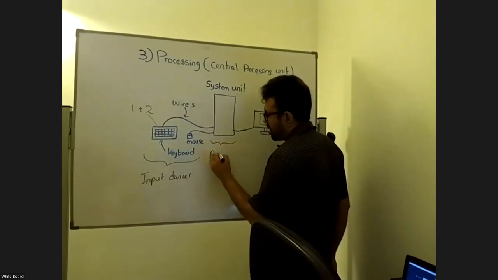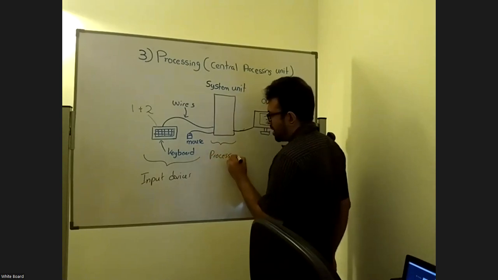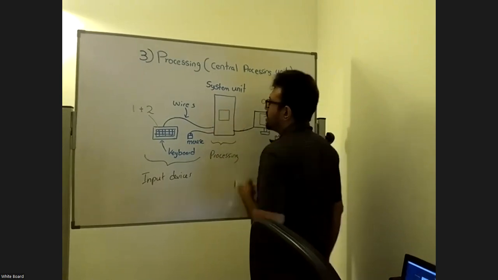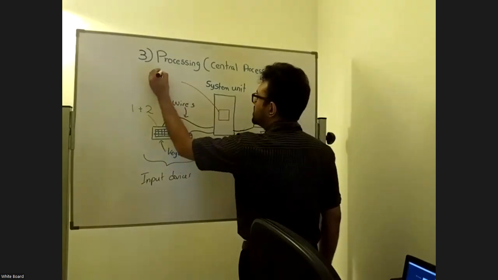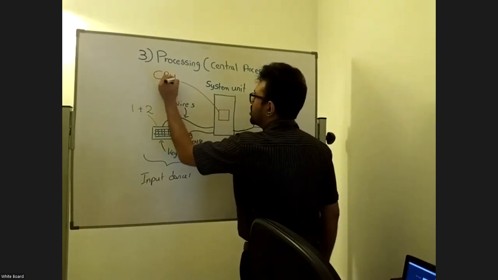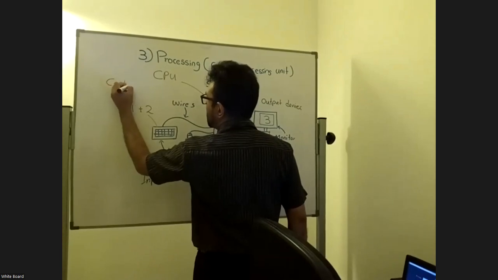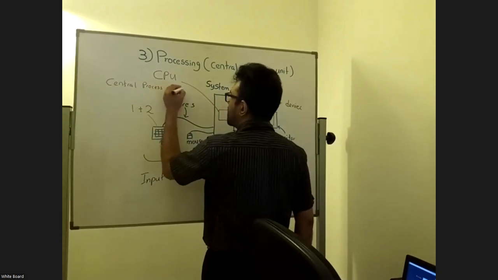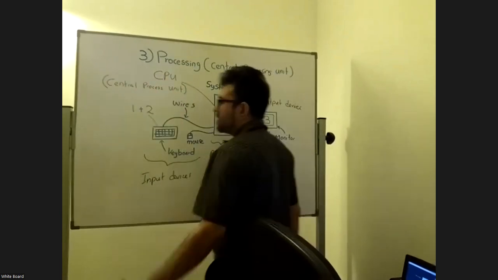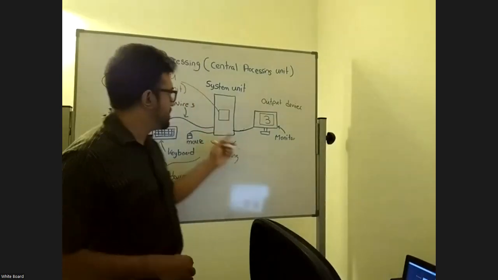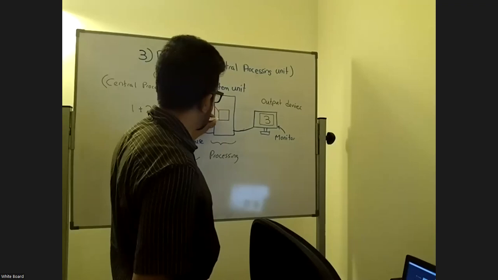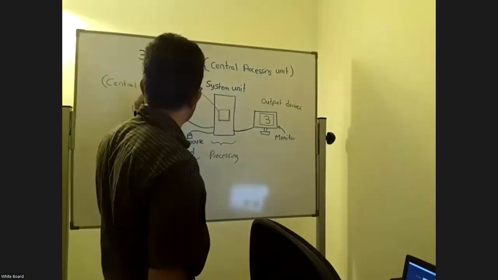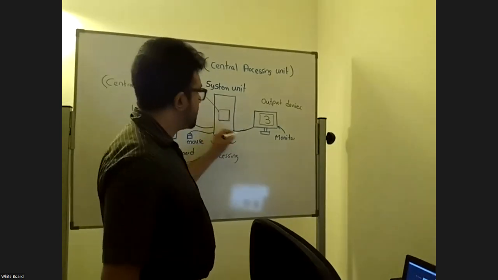Processing is going to happen. And to do processing inside this, we have a special circuit called the CPU, the central processing unit. The CPU is the one that does the processing. Remember the CPU chip, the circuit. It's a very expensive electronic circuit that takes these numbers, processes them and gives the output.